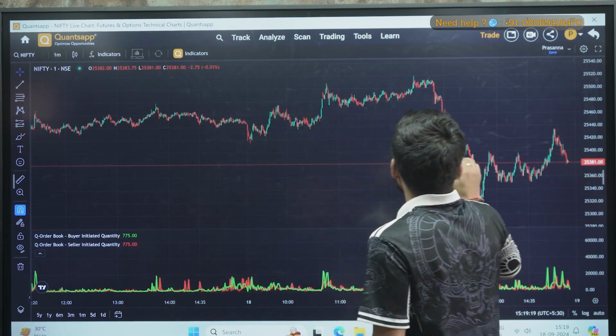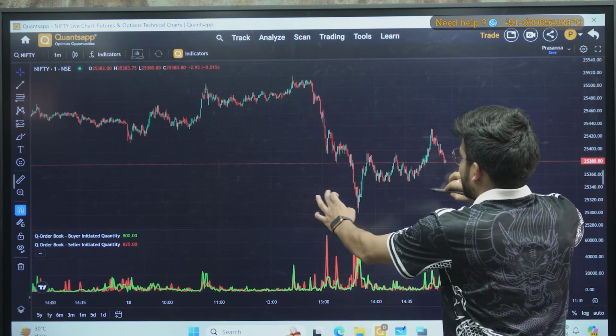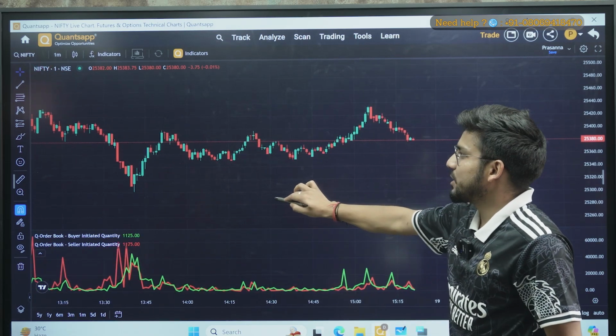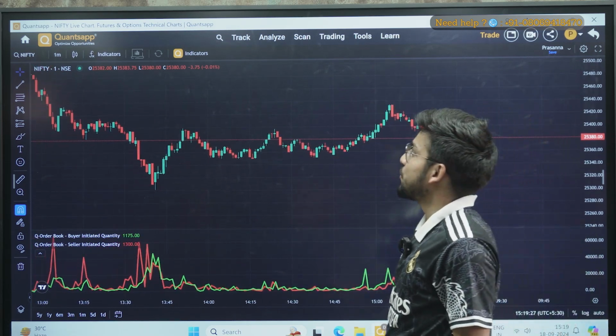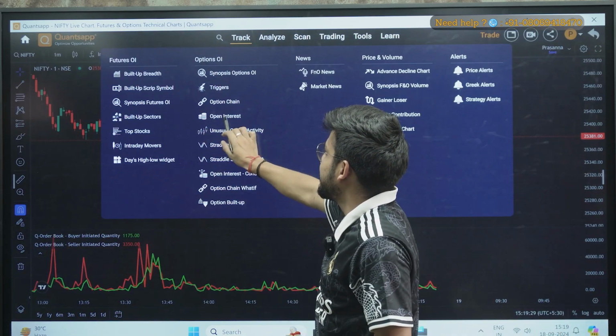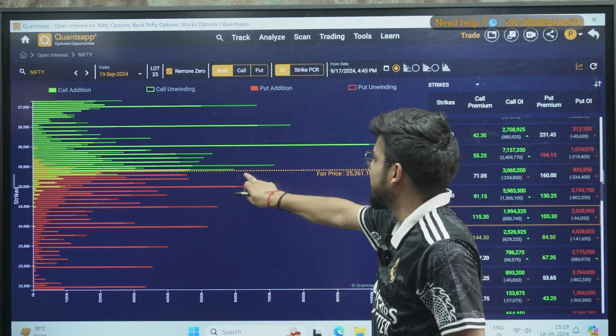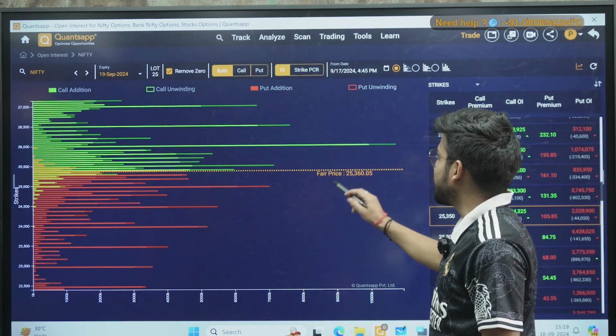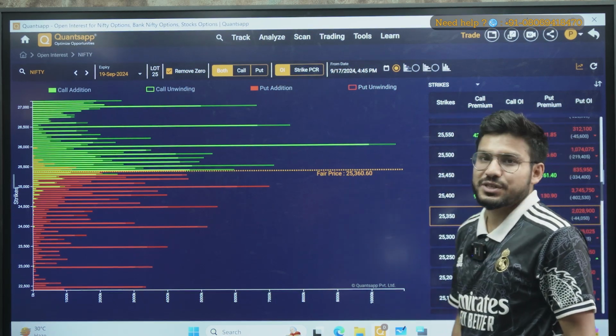Now before analyzing the market, we will use the Quant data to confirm whether our market will be in a sideways direction or not. For that, there is one more option in the track: there is open interest, right? So you can see the open interest of Nifty right now. Right now Nifty is trading at 25,360, right?